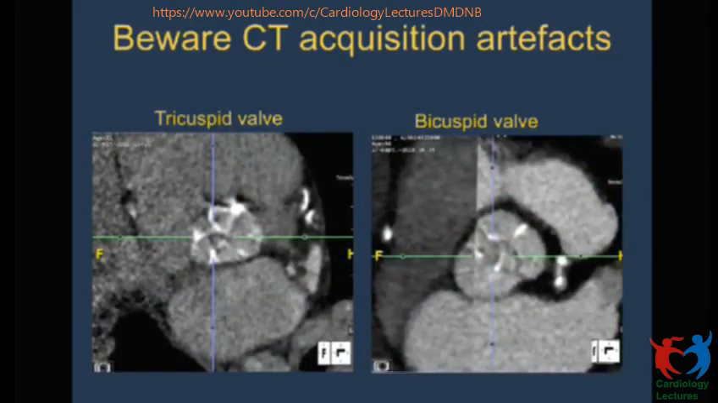Be careful, sometimes you have artifacts, and artifacts can be very complicated. Sometimes you have to do another acquisition to check the annulus, because in some cases you cannot correctly measure your annulus.